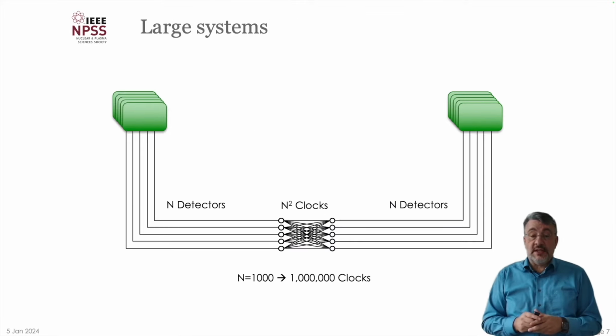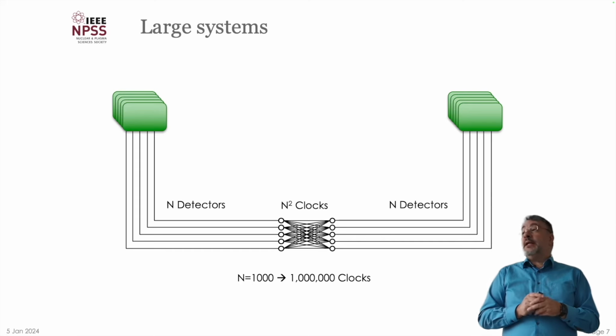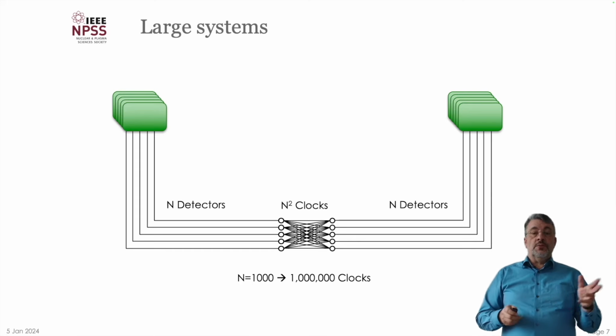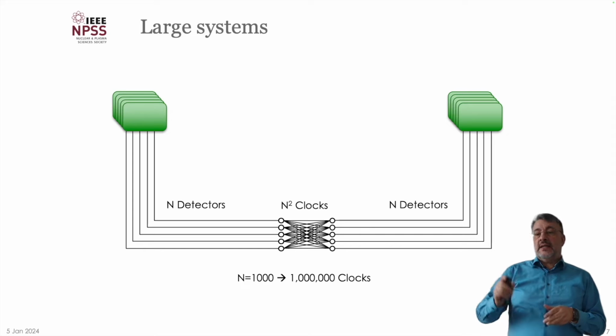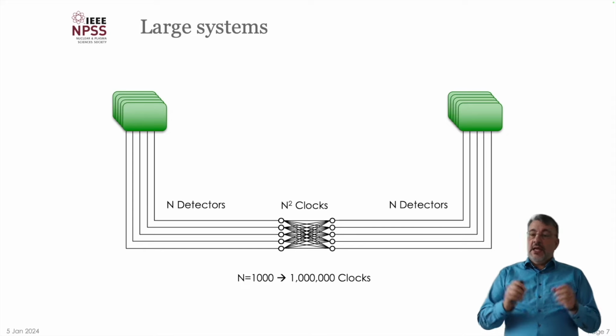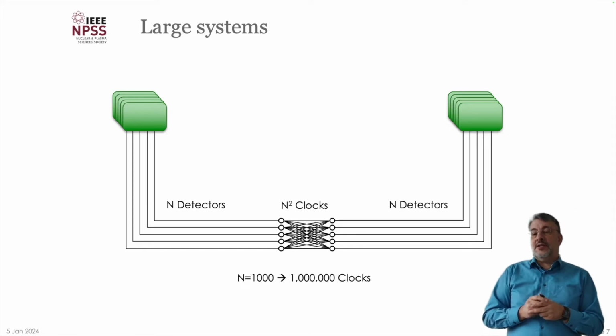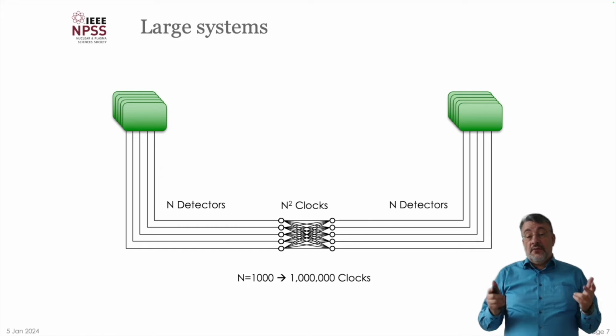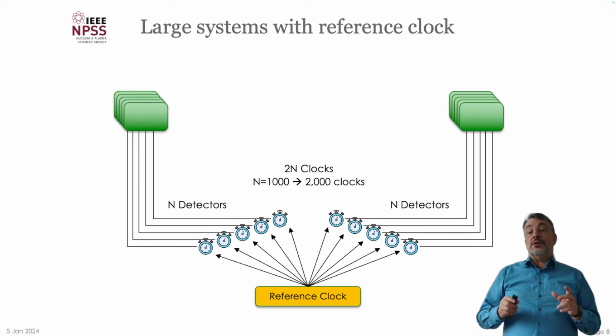Now if you have a large system, you might require quite a number of clocks. Assume you have n detectors on the left side and n detectors on the right side, and you want to correlate each channel with each other, then you need n squared clocks. Assuming you have 1000 channels, you need 1 million clocks, which is just too much. But you can do a trick there.